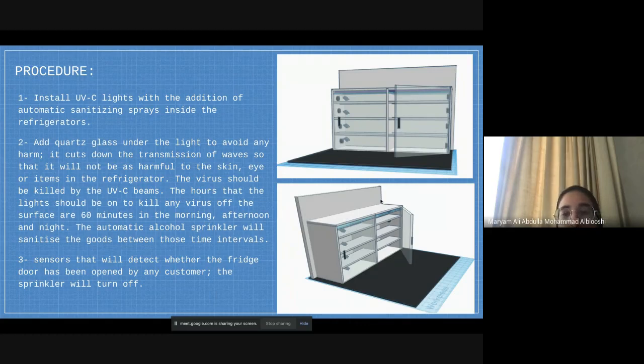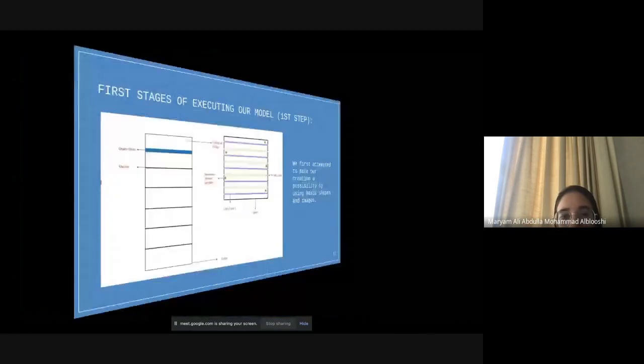And also, we will be having the light on only 60 minutes in the morning, 60 minutes in the evening, and 60 minutes at night. Between those time intervals, we'll be having the sprinklers opened so they can sanitize the products, but they'll also be turned off so as not to ruin the products. At the same time, the sensors will be detecting if the door was opened or not. In case the sprinklers were on, they would turn off and not spray the customer that opened the door.